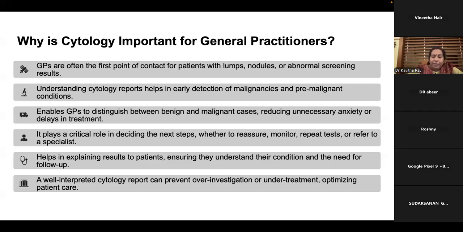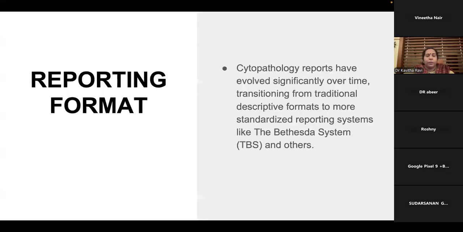Then a well-interpreted cytology report can prevent over-investigation. People nowadays are always worried, after too much awareness about cancers and lumps. So they'll come even with a small nodule over the skin. And if you get neural tissue, or a schwannoma or a neurofibroma, at that point itself the patient is relieved, and you need not go for expensive investigation. So that is the importance of cytology and of understanding the cytology report.